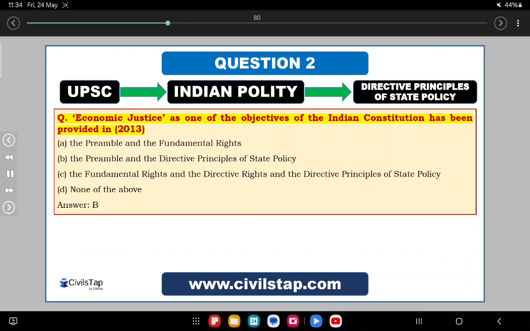Q. Economic justice, as one of the objectives of the Indian Constitution has been provided in 2013. A. The preamble and the fundamental rights. B. The preamble and the directive principles of state policy. C. The fundamental rights and the directive principles of state policy. D. None of the above. Answer, B. Question 2. UPSC Indian polity, Directive Principles of State Policy.